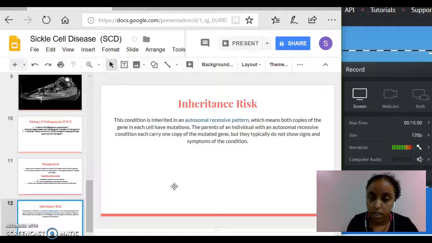And inheritance risk. SCD is an autosomal recessive pattern, which means both copies of the gene in each cell have mutations, and the parents of an individual with an autosomal recessive condition each carry one copy of the mutated gene. So the parents don't actually have to have sickle cell disease, but they should carry the gene, and you need both parents to carry it.